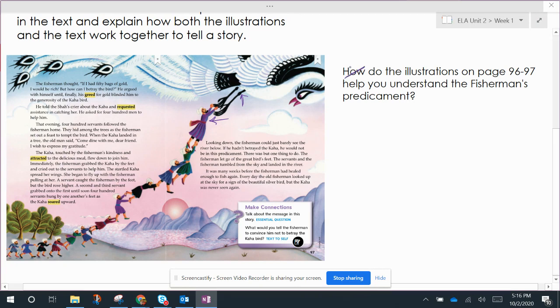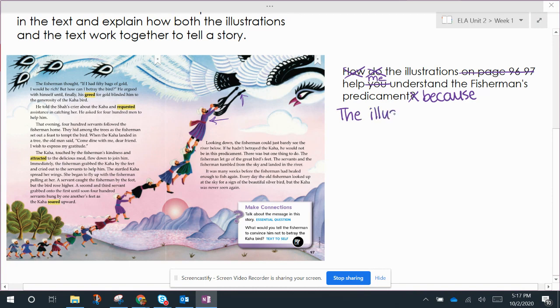So, I'm going to take out my question word and the word do and my question mark. Now, I don't really need the page numbers in my answer. That's part of my citing evidence sentence, which will come later after I answer the question. So I'm going to just take that part out. So the illustrations help me to understand the fisherman's predicament. And then we're going to add our famous word, because. All right, let's rewrite it.